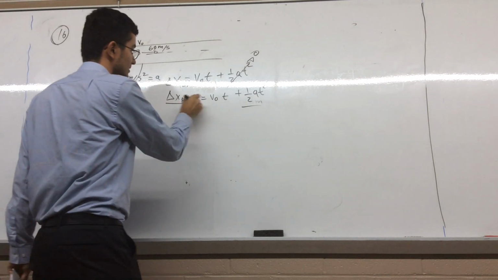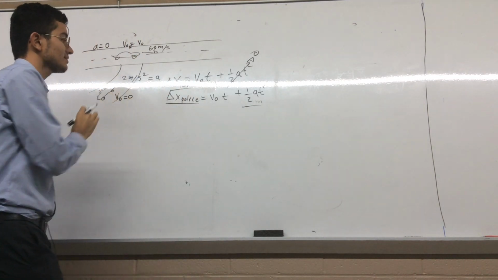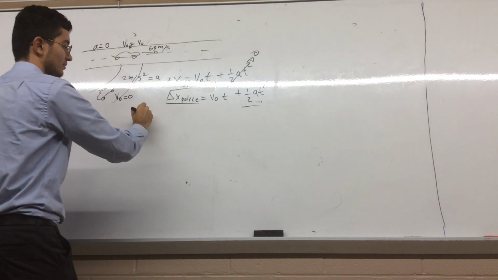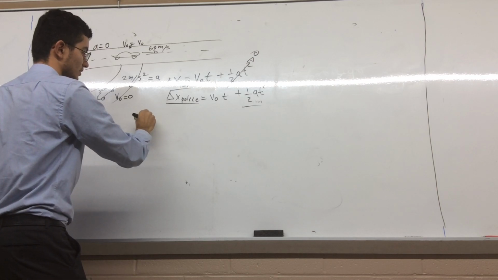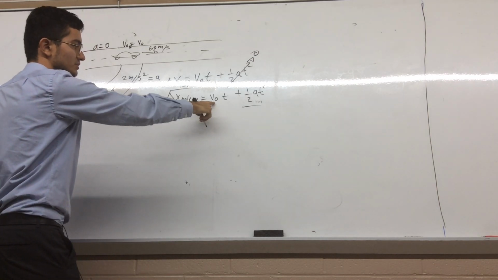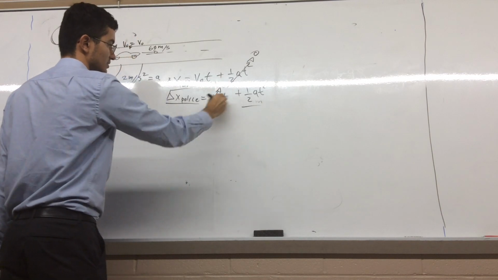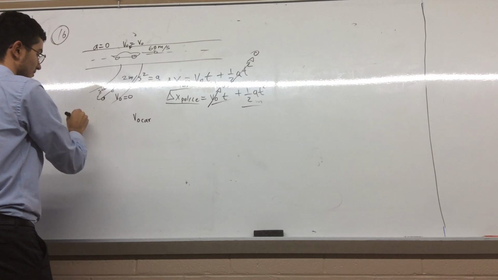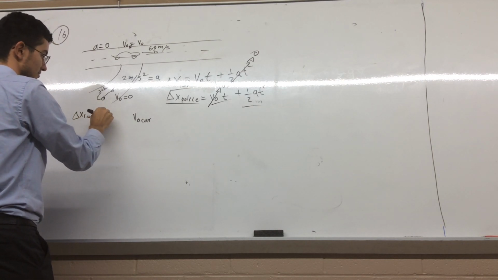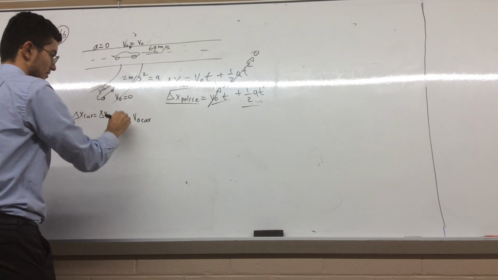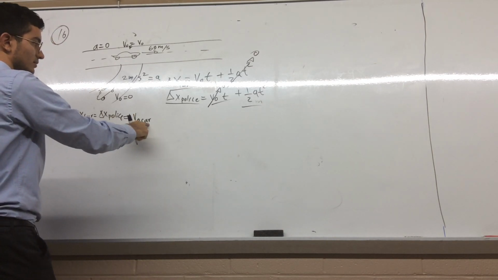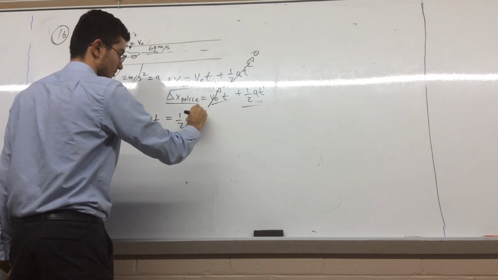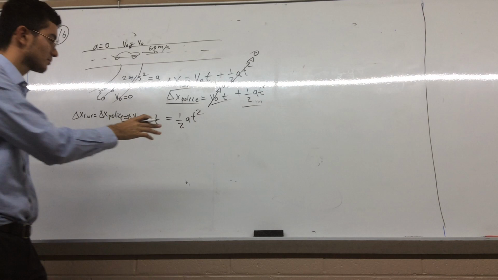Now, we can set these two equal to each other to find when the position is the same. That means when the cop catches up with this car. And what's the initial velocity of the police? 0, right? So this term goes away. So we set delta x car equal to delta x police. V0 car times t is equal to 1/2 a t squared.